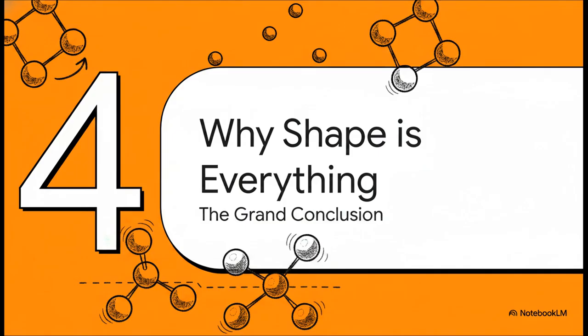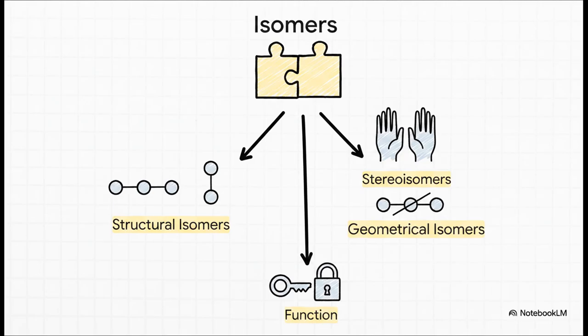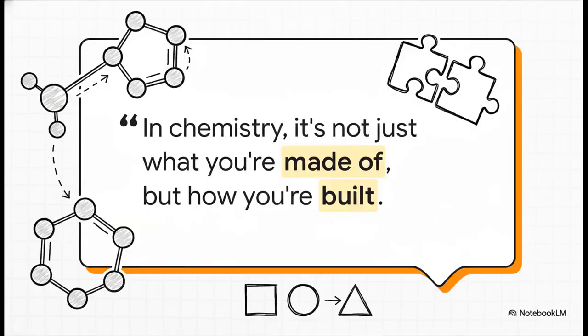So let's bring all this together. What's the grand takeaway from all of this? From simple chain swaps to these tricky 3D mirror images, we've seen that a molecule's true identity is so much more than just a list of its parts. It really all comes down to this. Isomers have the same formula but different structures. If the connections themselves are different, they're structural isomers. If the connections are the same, but the 3D shape is different, they're stereoisomers, which includes those cis-trans ones and the mirror image enantiomers. And at the end of the day, it's that 3D architecture, that shape, that decides what a molecule can and can't do. So if you remember one thing from all of this, let it be this. In chemistry, it's not just what you're made of, it's how you're built.